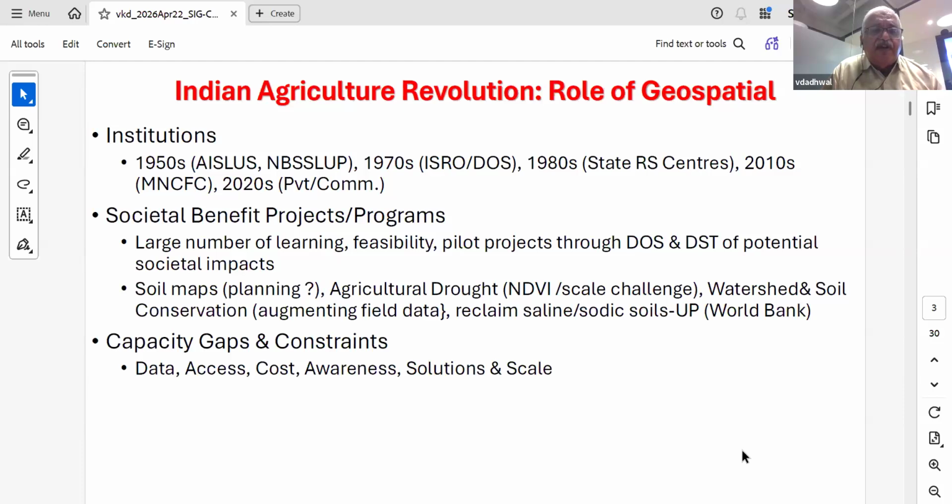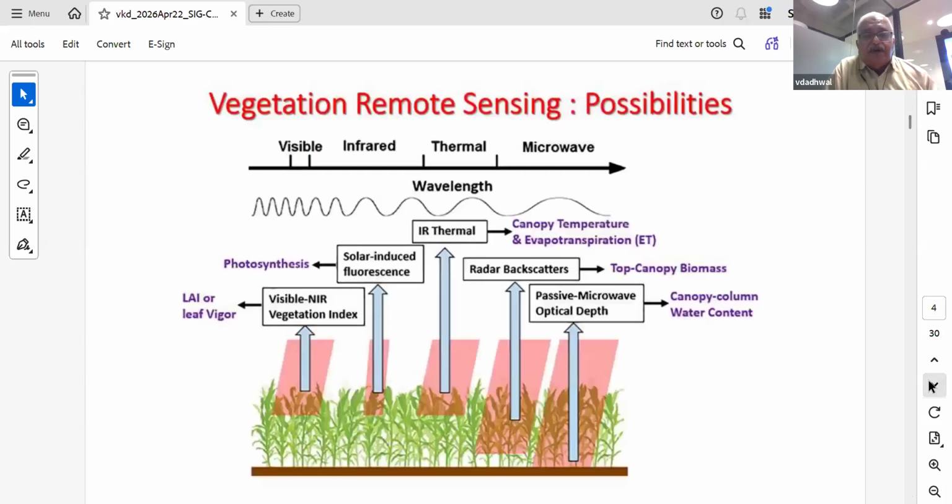But there is always a capacity gap of data access, cost awareness, solutions, and scaling up. That is why all youngsters are required to really scale up the work. So the first thing about vegetation or crop is: what is the information which is seen? In visible and NIR, you get the living cells and chlorophyll, so you can get an idea of leaf area index.